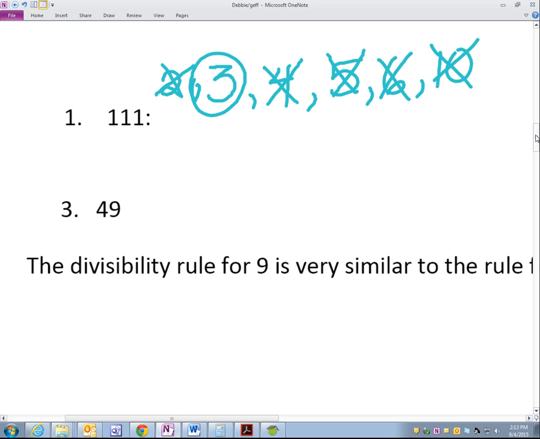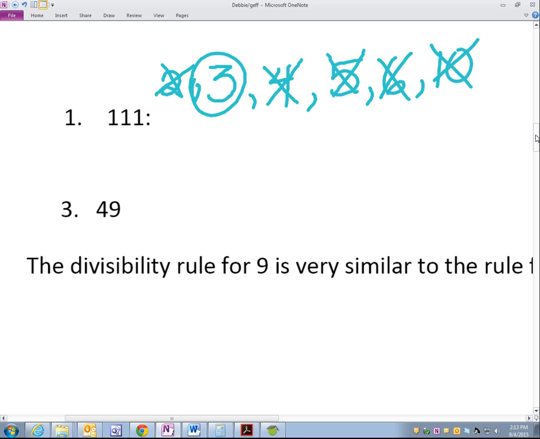How come there's no rule for 7, 8, and 9? Because it isn't consistent like that. There isn't a consistency. There's not a property or a rule or a trick.